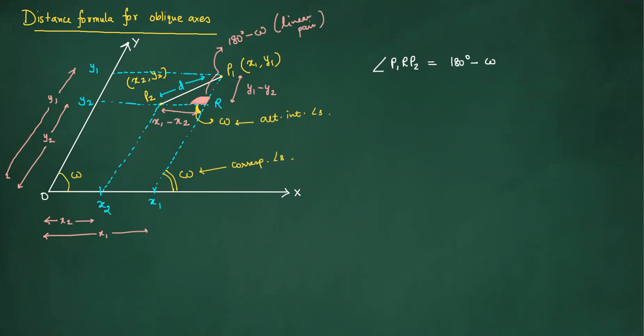Now, what we are going to do is apply something called the cosine rule in that triangle P1, P2, R. Before we proceed with the proof of this, I want to give you a brief idea about what the cosine rule says. There is something called the cosine rule in trigonometry. This is going to be taught to you when you learn trigonometry, in the chapter called solution of triangles, or properties of triangles. In that chapter, you generally come across this formula, which is the cosine rule.